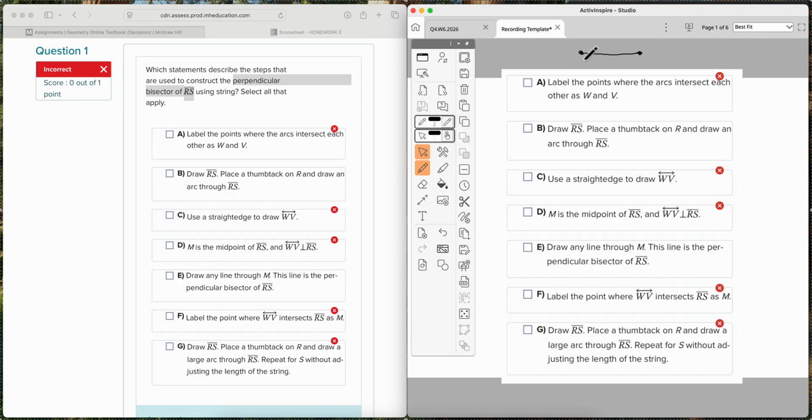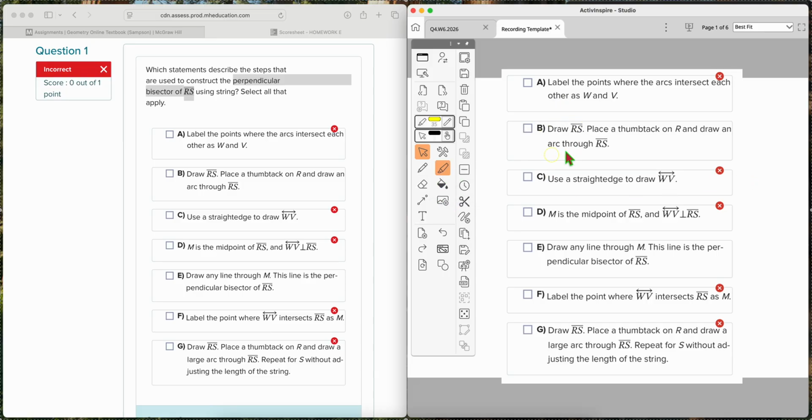Usually we put the compass on each endpoint and make an arc above, below, make an arc above, below from that point, and then the line segment passing through those intersections would be the perpendicular bisector. But they did it differently because my version didn't include any string. So my strategy on this one was to try to work backwards.